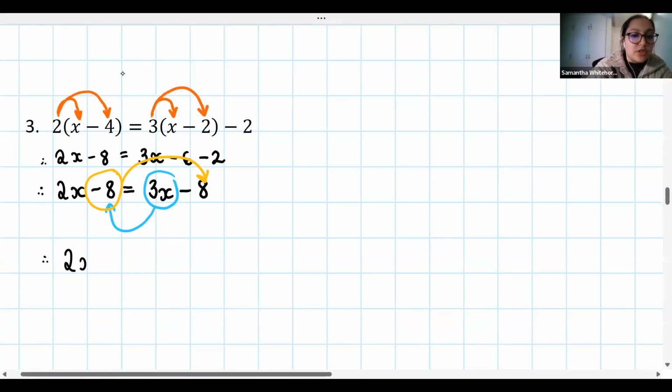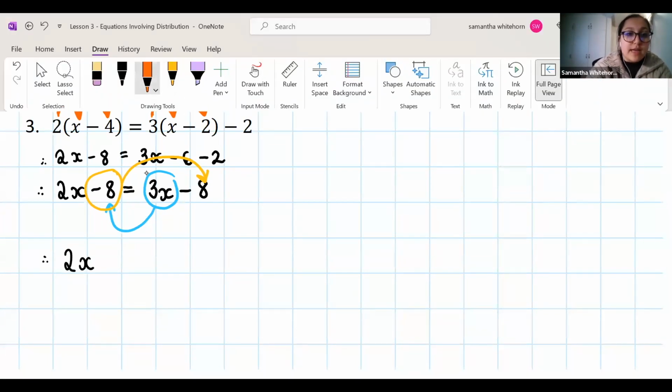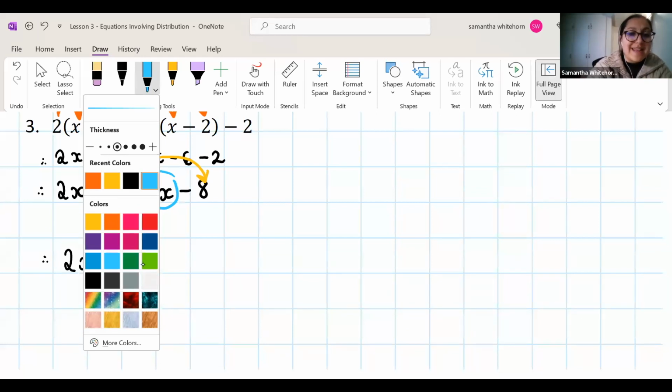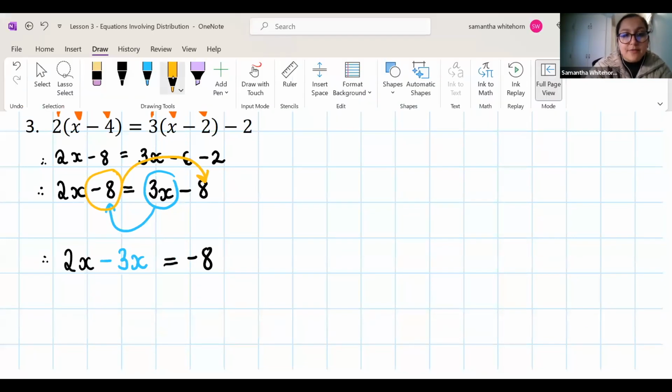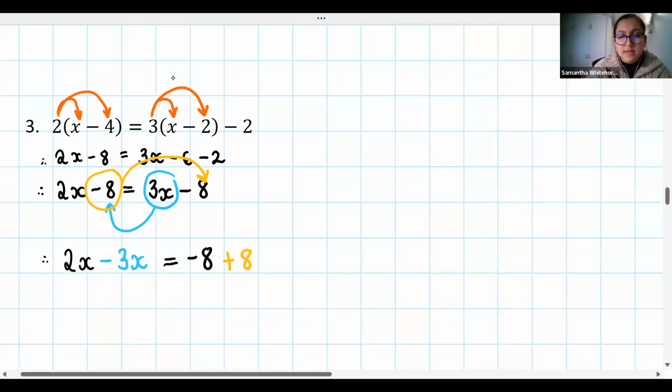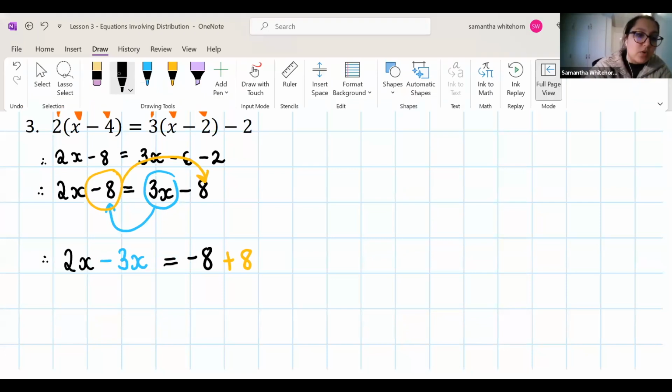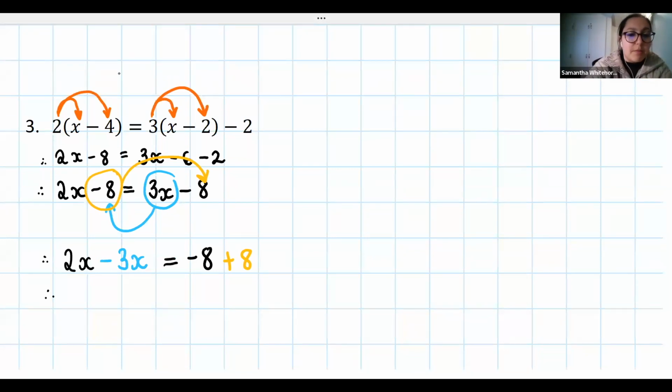On the left, I've got 2x. Now remember, I brought that 3x over. So this 3x now becomes -3x when it moves over to the left-hand side. And then on the right, I still have that -8, but I'm bringing the -8 over from the left, so it becomes +8. Add and subtract those like terms because you have to simplify them in order to get x. 2x minus 3x is -1x, or you could just write it -x, that's fine.